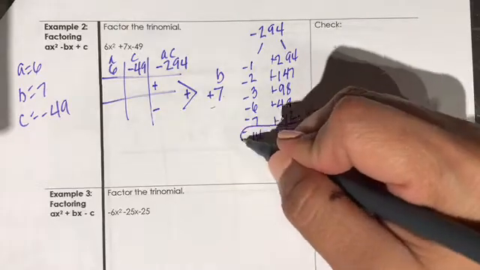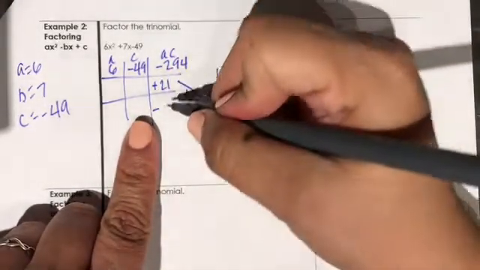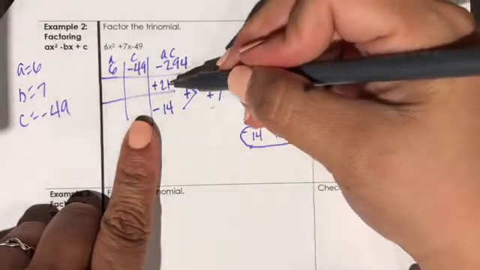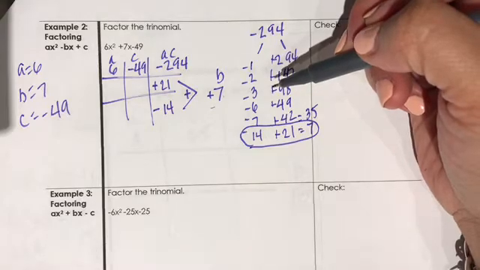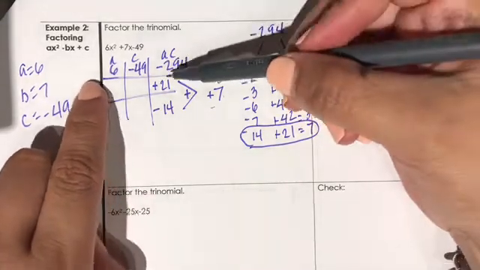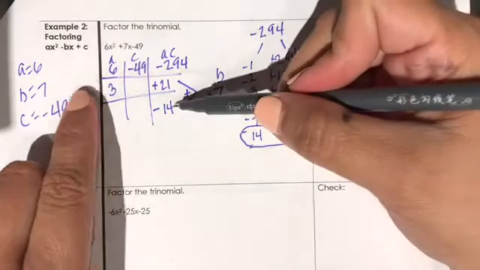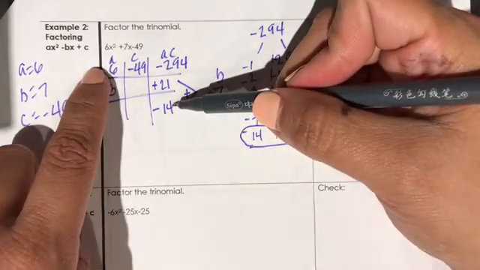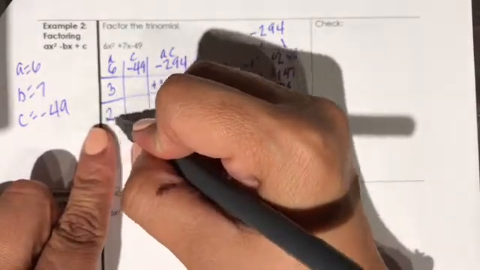And right here, I'm going to have positive 21 and negative 14. When I add those together, I get negative 7. I'm sorry, positive 7. Let's look at the GCF between 6 and 21, which is going to be a 3. Look at the GCF between 6 and negative 14, which is going to be 2.